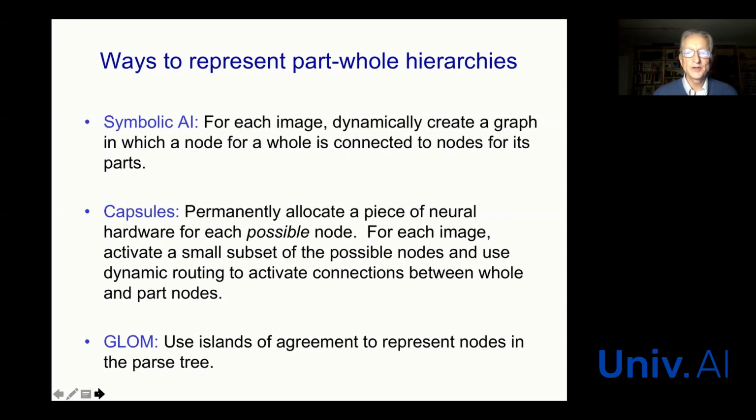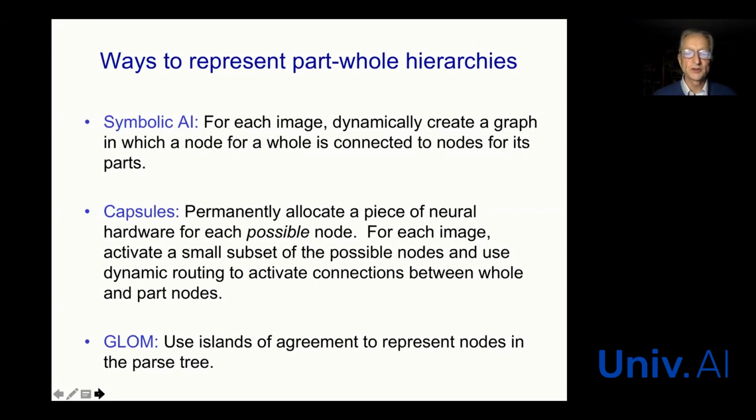If you think about how you might represent a part-whole hierarchy, in symbolic AI, what you do is very easy. Because you have computers that have random access memory, you can create new symbols, which basically correspond to memory addresses. So you can set aside a little piece of the memory for a node in the part-whole hierarchy, and you can put pointers there, so it points to the other nodes. That's basically what you do in symbolic AI.